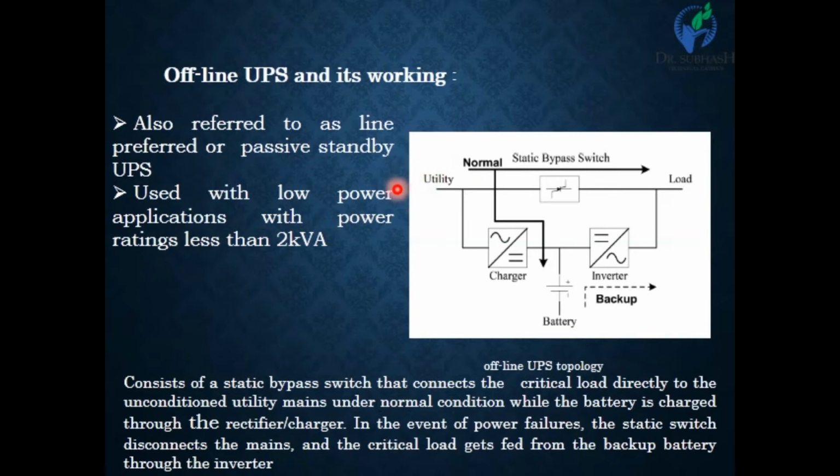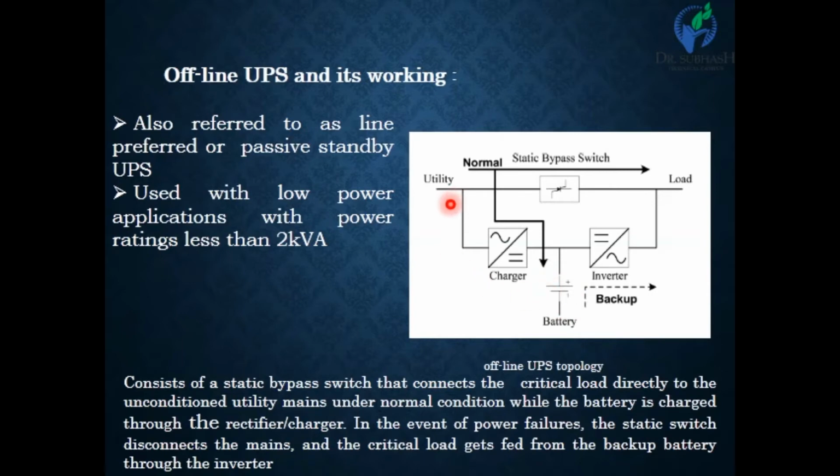Here is the utility from where we receive the power supply. It is normally three-phase or single-phase AC. Here is the load, like our computer or medical equipment, connected here. This is the circuit of the UPS and this is the static bypass switch. Offline UPS means it works offline, meaning the normal power supply is directly connected to the load. So our load is directly connected to the main power supply and the UPS is here. Here is one charger or rectifier, one inverter, and our battery storage system.